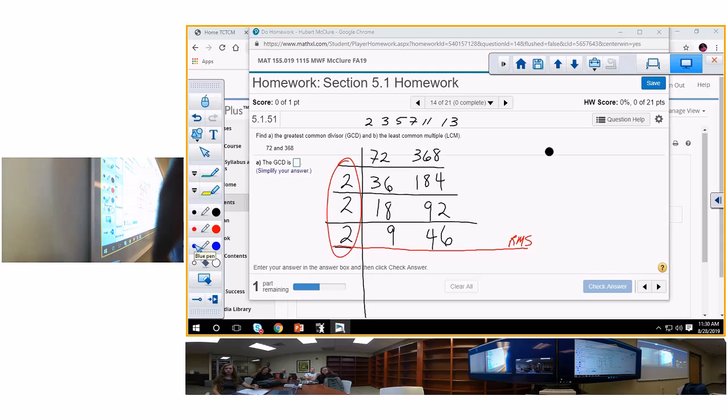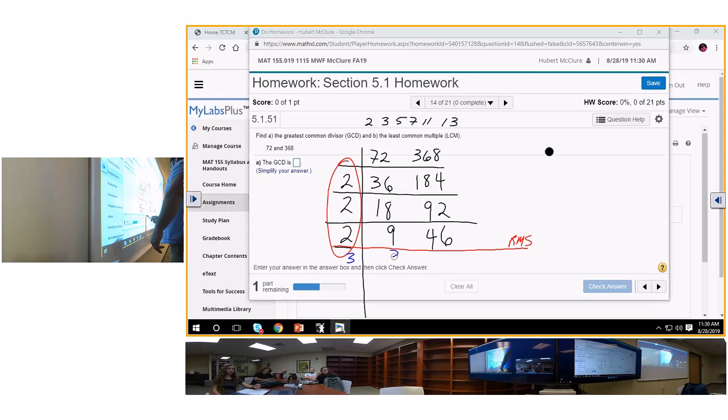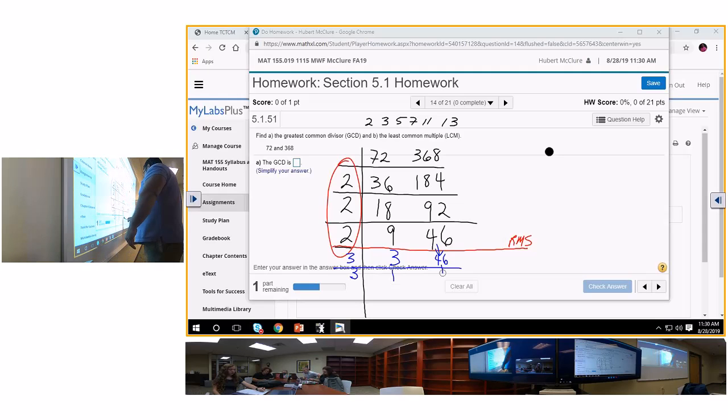Now, I'm going to get my 1s on the bottom. So 3, that'll be a 3, and bring that down because it won't go in there. 3, we got a 1, and 46 comes down. 2, 1, 23, and you're done. Why? 23 is a what? Prime number. So this is your other number.